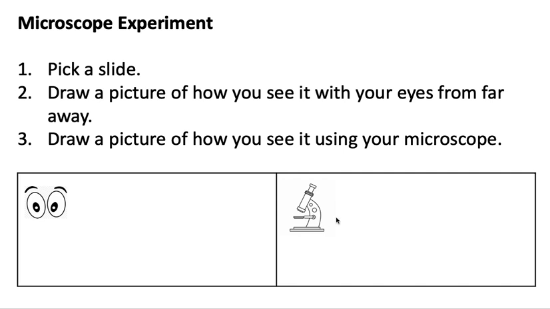Next, you're going to draw a picture of how you see it using your microscope. Put it underneath the microscope right here and look. Use one of your eyes, close one of your eyes, and look through the microscope to see it. Now, how does it look? Draw how it looks in this box.